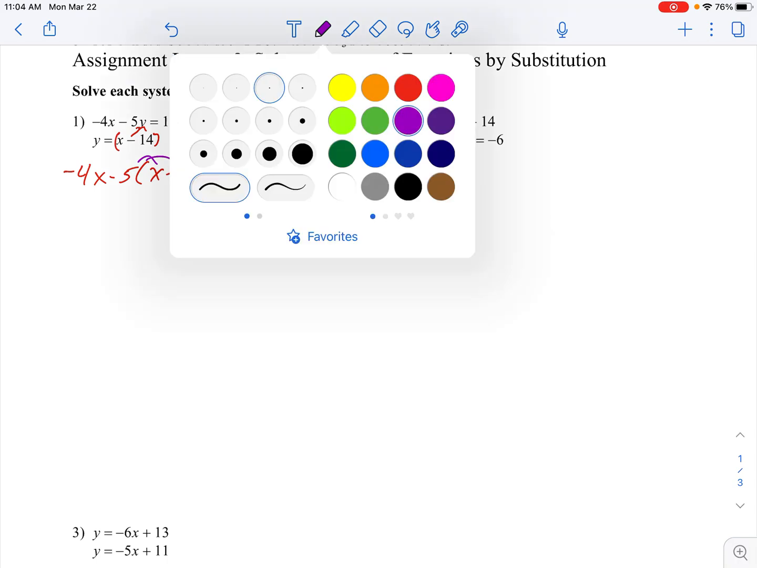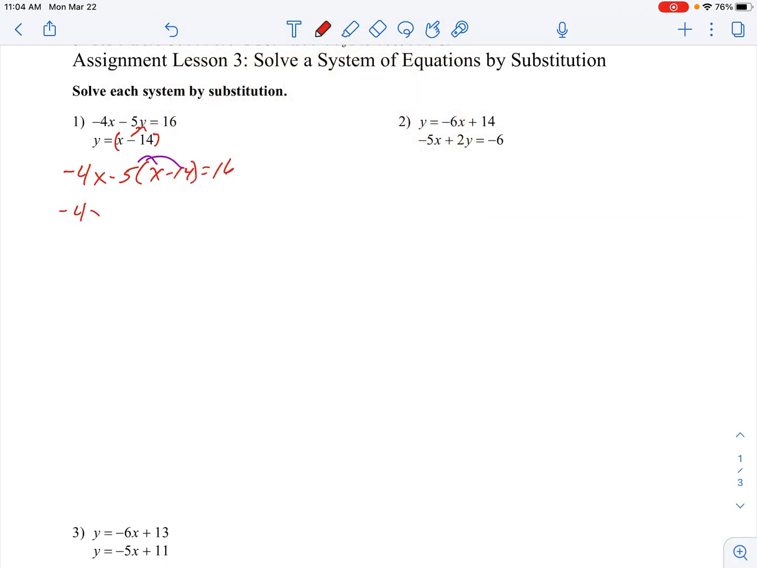So I'm going to now distribute and solve it out like we've been doing for the last month, and you guys have really been doing the last couple of years. Watch your arithmetic right there. -5 times -14 is 70. Left-hand side, we've got like terms to bring together. So that's -9x.